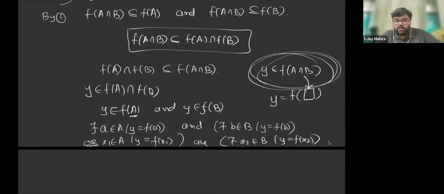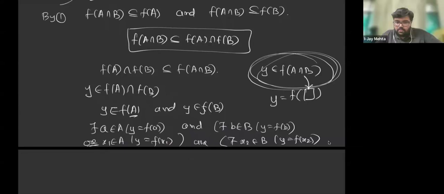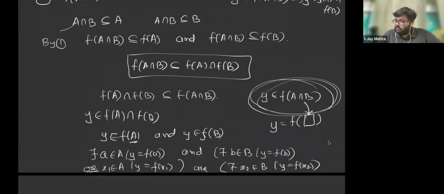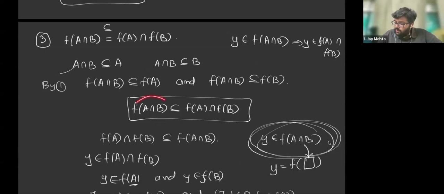Tanya? Sir, we can pick any x in A intersection B. It will satisfy both definitions. No, then it is different. Then again we are going back. Already proved this. F of A intersection B, then it is here and here. No, that is fine. Now we are going back. We are starting from here and going here.